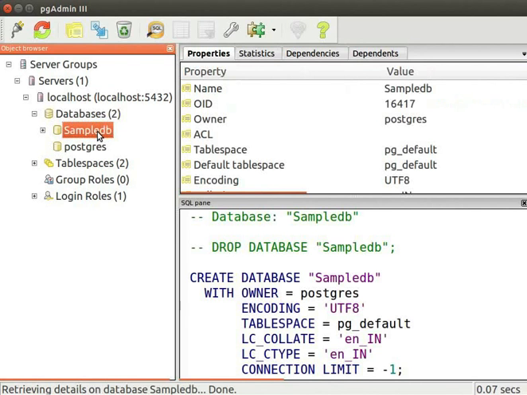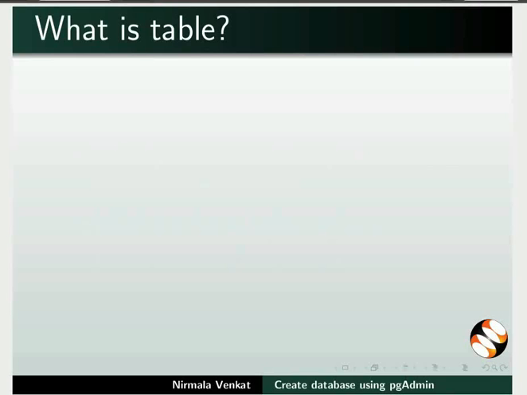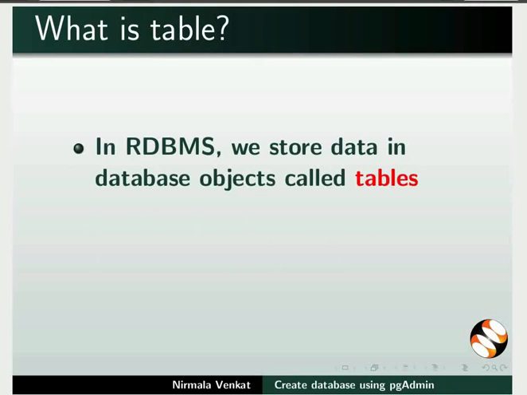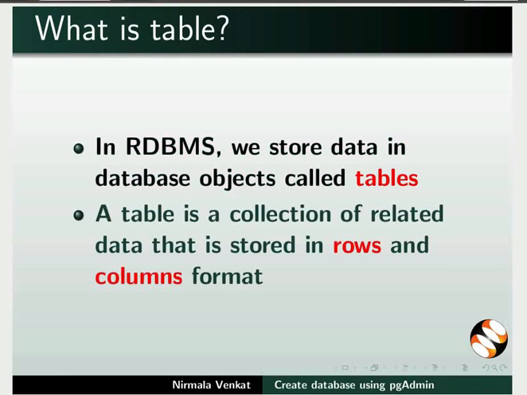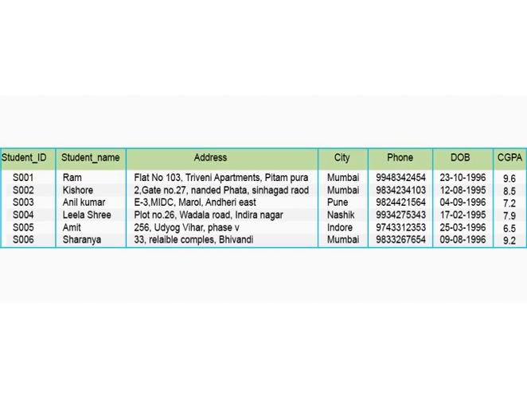Next, we will add a student table to the SampleDB database. What is table? In RDBMS, we store data in database objects called tables. A table is a collection of related data that is stored in rows and columns format. This is an example of a student table.